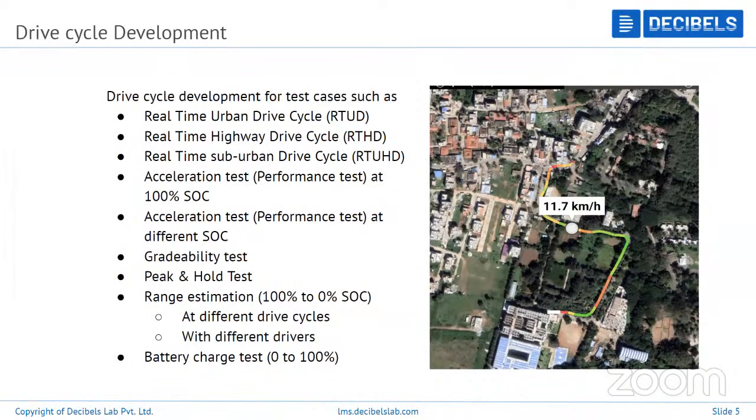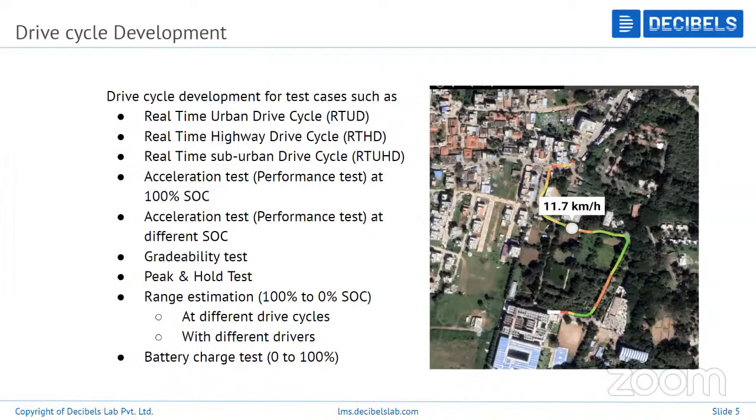This test is done at various SOC. Why do we do it at various SOC? When you compare with an IC engine, if you're doing an acceleration test, let's take an example 0 to 40 or 0 to 60, it doesn't matter much how much fuel is left, except for the weight of the fuel. If you neglect that part, even if you have 1 liter of fuel or 500 ml of fuel, the engine will perform at its peak, right?